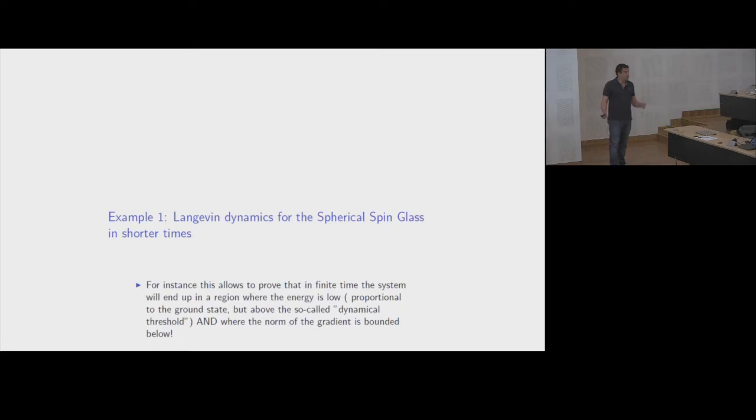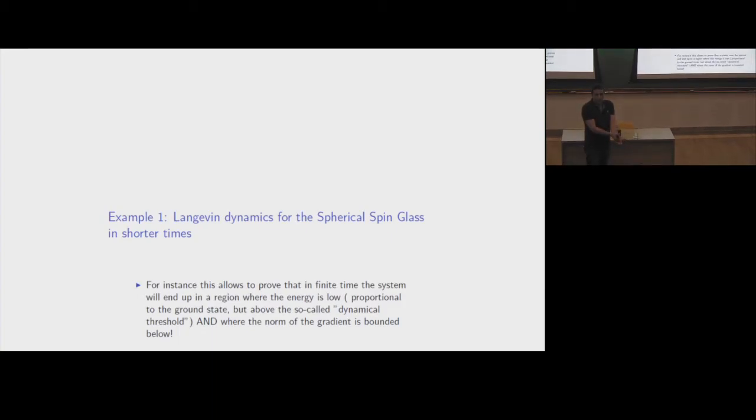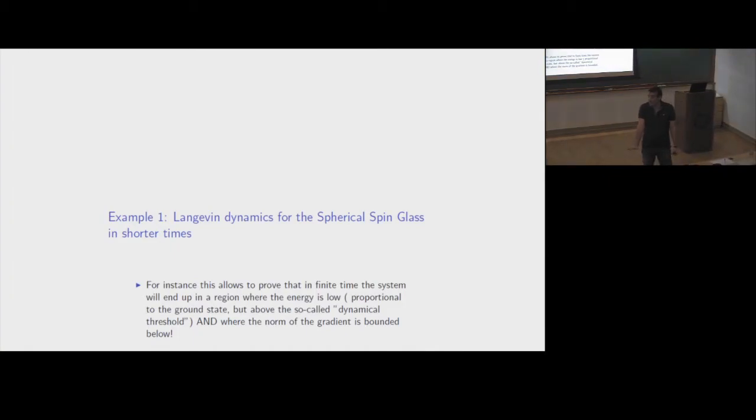In finite time for Langevin, you start from a random, infinite temperature configuration. The system will end up in a region where the energy is low, proportional to the ground state, and of course above, for those who know, the so-called dynamical threshold. And more importantly, where the norm of the gradient is bounded below. And then the system will stay there. That is low energy, so the system performs pretty well. Maybe you get 70% of the ground state. And the norm of the gradient is large.